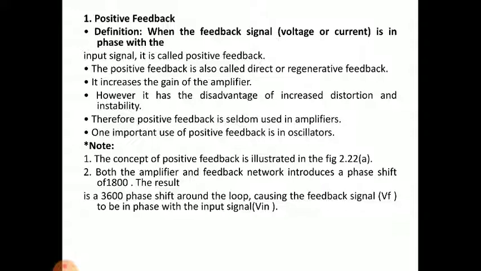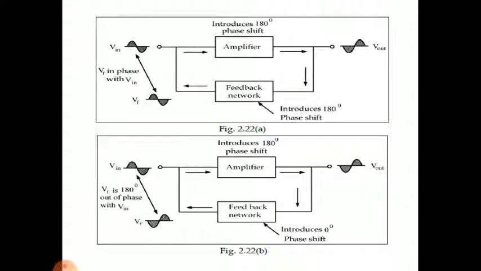The concept of positive feedback is illustrated in figure 2.22a. Already we have seen that both the amplifier and feedback network introduce a phase shift of 180 degrees. That is 180 degrees, not 1800. Please correct it. In the first diagram, figure 2.22a, the amplifier introduces 180 degrees phase shift and the feedback network also introduces 180 degrees phase shift. Overall the loop phase shift will be 180 plus 180, that is 360 degrees, that is in phase.